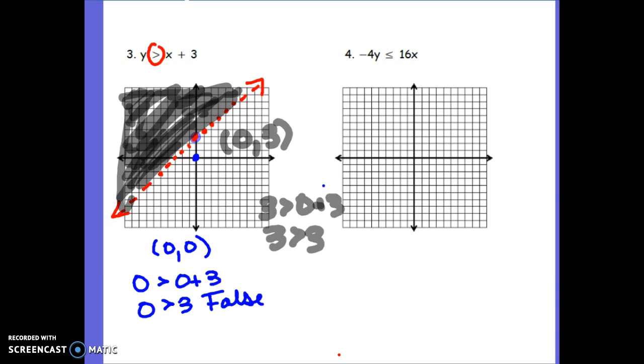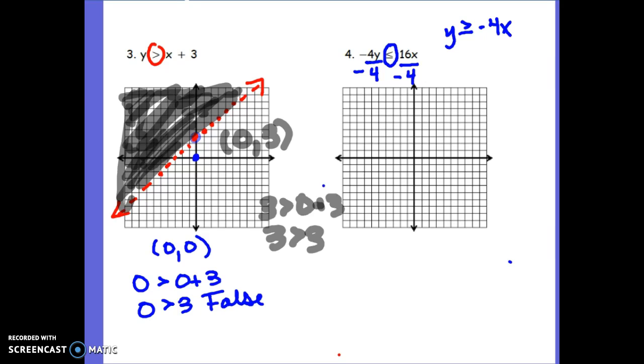Okay, looking at number 4, let's get back on pen, not highlight. Number 4, we're going to divide both sides by negative 4. Now, I want you to be really careful here, because when you multiply both sides by a negative, or you divide both sides by a negative, you've got to remember to flip that sign. So y is going to be greater than or equal to negative 4x.